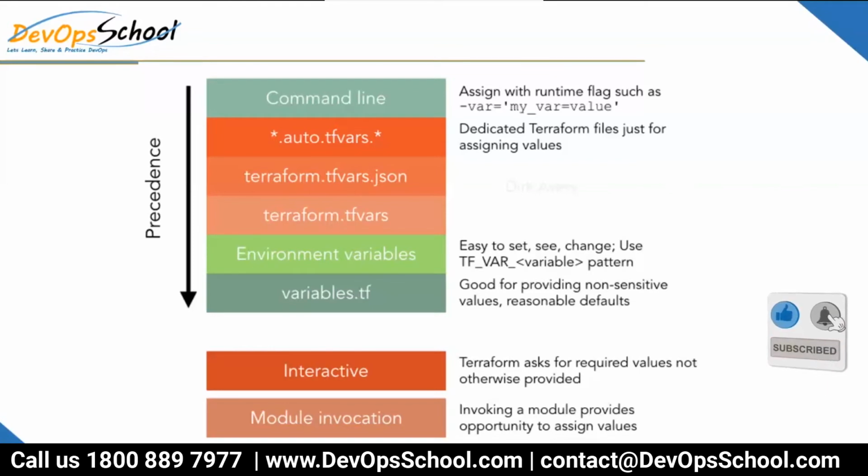Now, the last option we have is that we can also declare the variable while calling a module. We have not discussed modules yet, so how do we understand calling a module? During that, we can assign the values. Right now we are not discussing that one, the module option being the last, so you can take it up later. Are you all understanding?